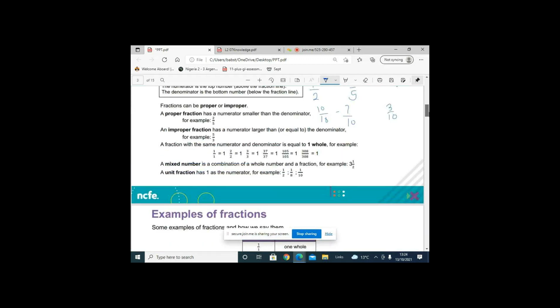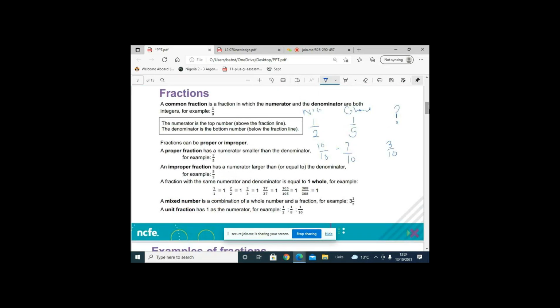Look at how I did it. I just did one step and I got 3/10. I got the common factor, which is 10. Then I said 5 times 1 is 5, then 2 times 1 is 2, and 2 minus 5 gives 3/10. If you get the LCM being 10, then 2 times 1 is 5, 2 times 1 is 2, 2 minus 5 is 3/10.